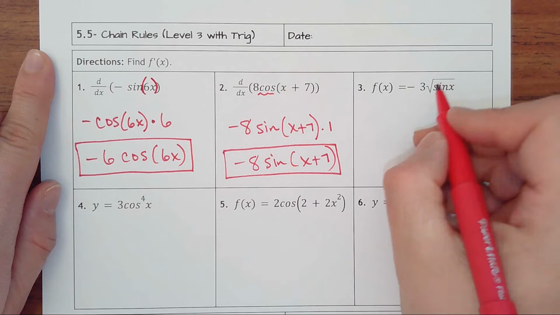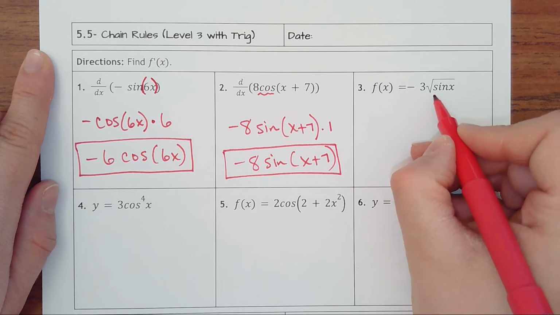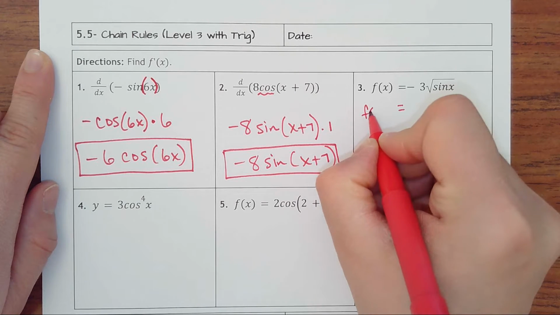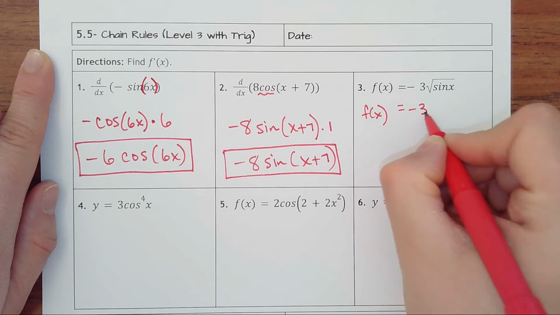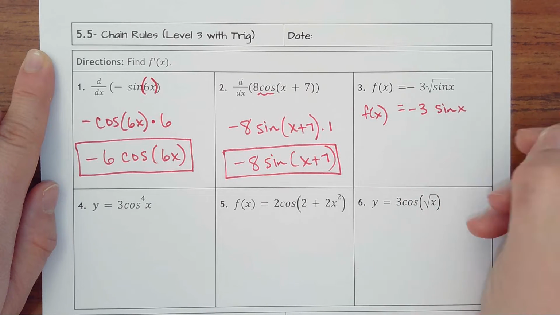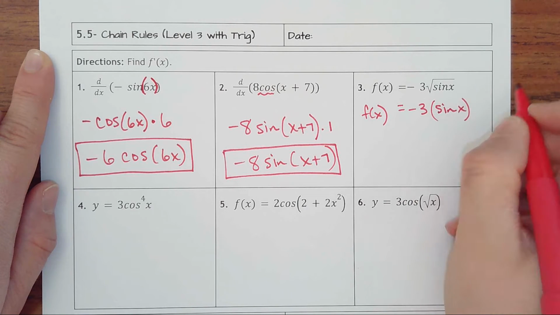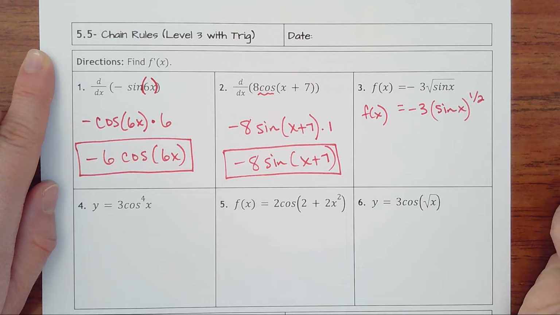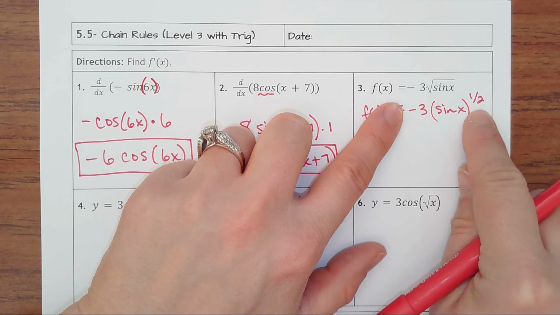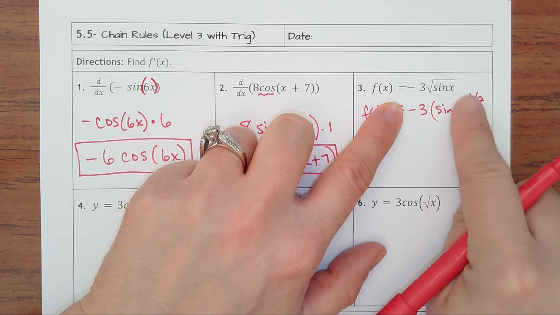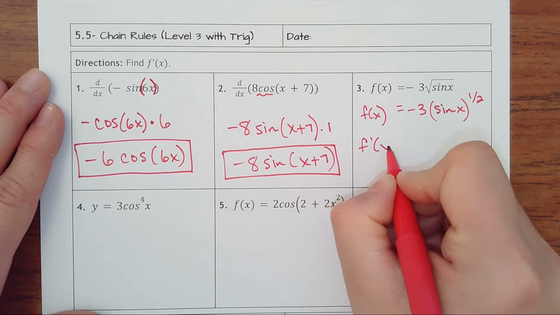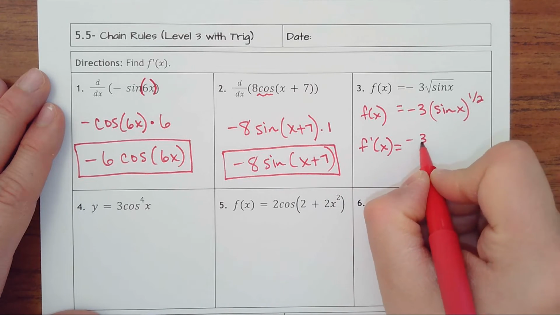Number 3. Negative 3 times the square root of sine of x. Let's rewrite that. So this is negative 3 sine of x to the 1/2 power. Okay, so we're going to do chain rule. We're going to do 1/2 times negative 3, which would be negative 3/2.